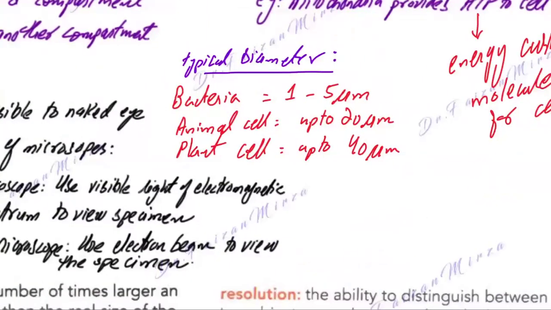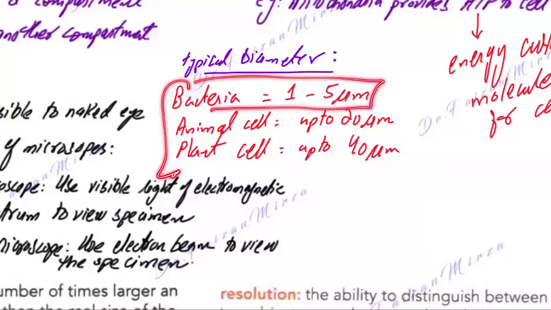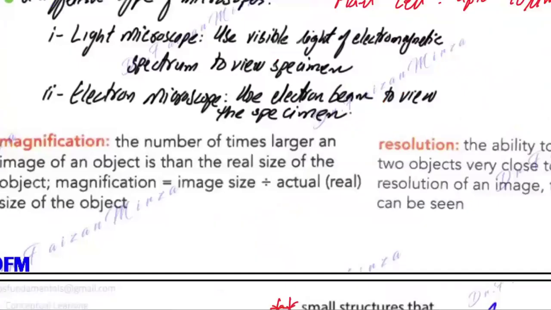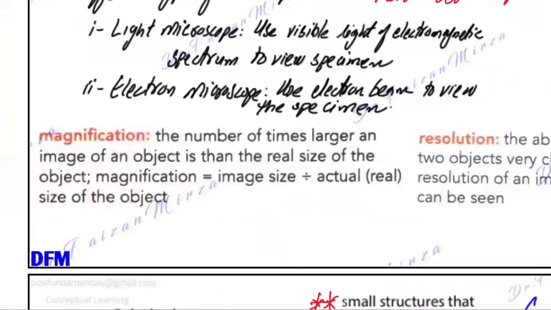Typical diameters of the three types of cells that we discuss in this chapter: bacteria, animal cells, and plant cells. Bacteria generally are 1 to 5 micrometers. Animal cells are up to 20 micrometers, could be as small as 7 micrometers for RBC, but up to 20 micrometers. And plant cells are much larger, about 40 micrometers. So you can see that bacteria, animal, and plant cells are all in the range of micrometers in general.